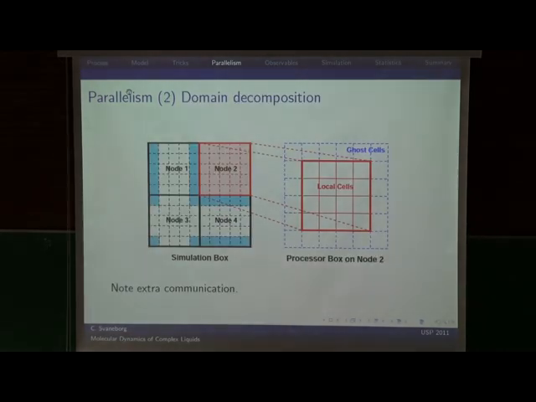This creates additional complexities. Here I'm assuming we just have 4 nodes, and node 2 owns everything inside the red box. But of course a particle here is also going to be interacting with particles inside its neighborhood, and the neighborhood, which are the ghost cells, is controlled by node 1. So how can we treat this? The way to treat it is to make sure that node 1 tells node 2 about the coordinates of things in this ghost layer.